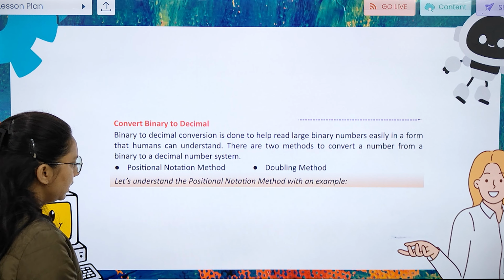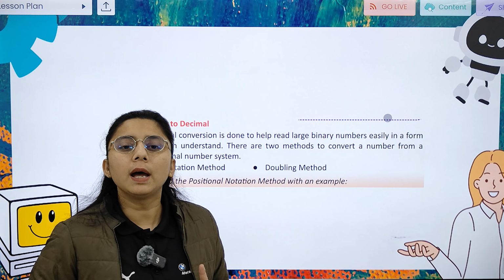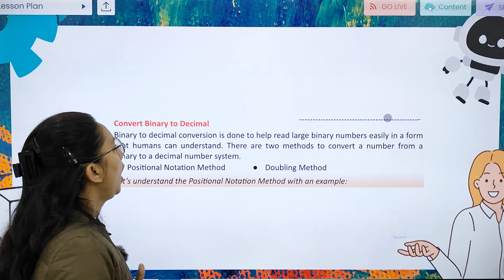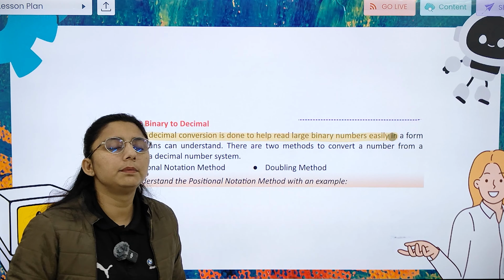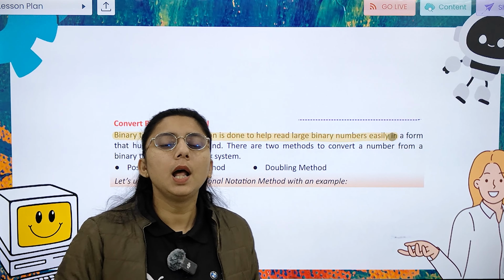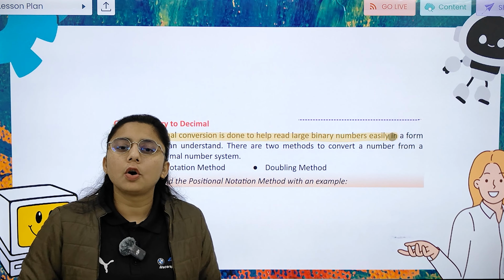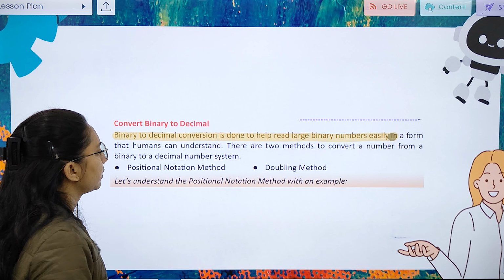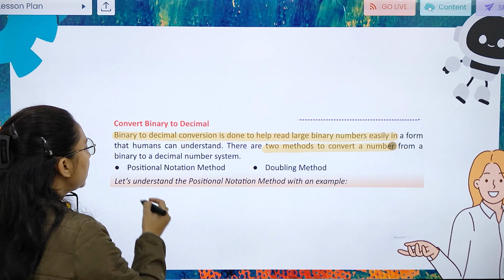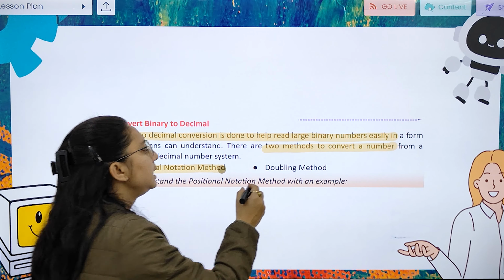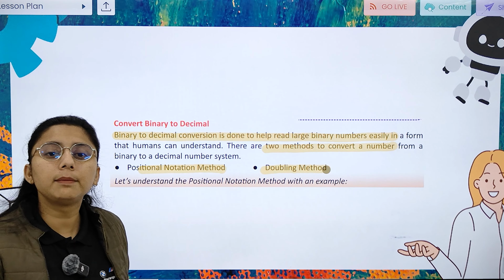Now we have to convert binary to decimal. Another method: first of all we have done decimal to binary, now binary to decimal. This binary to decimal conversion is done to help read large binary numbers easily. When you have to read large binary numbers easily, you will use binary to decimal conversion. There are two methods to convert a number from binary to decimal: the positional notation method and the doubling method.